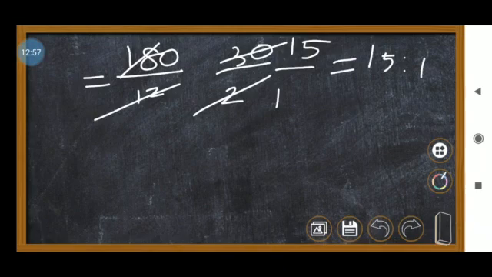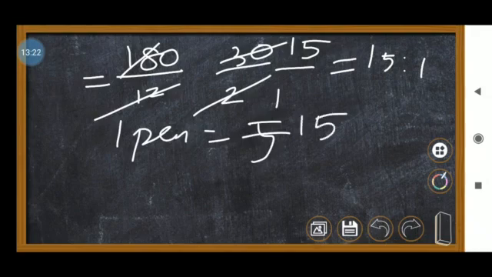So we found 15 is to 1, but they didn't ask for the ratio of this dozen to its cost. They asked for the cost of a pen to the cost of a ball pen. Now we know 1 pen is equal to 15 rupees. Remember this one.